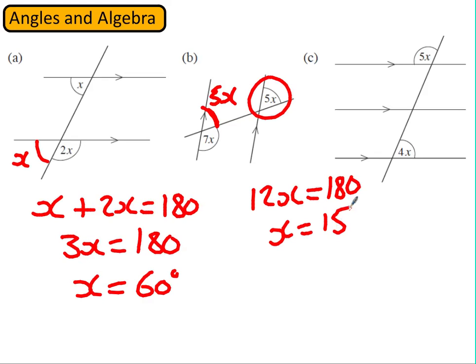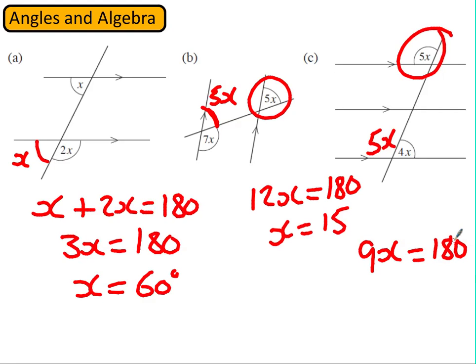The final question is almost identical again. We've got this being 5x here, and the same situation is happening right here as well. So that makes a 5x and a 4x adding up to 180. So that's 9x equals 180. And then we just have to do 180 divided by 9, and that gives us that x is 20.